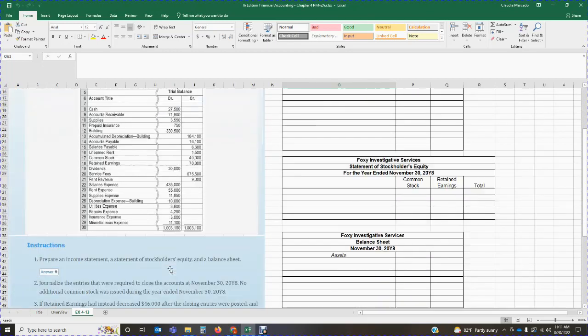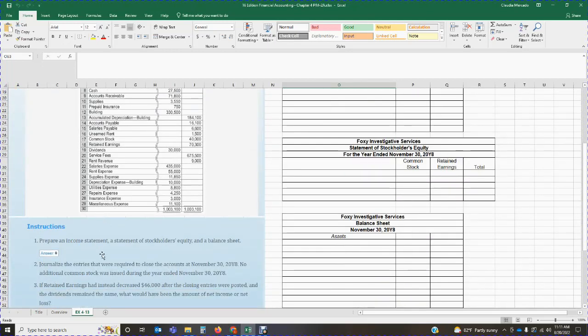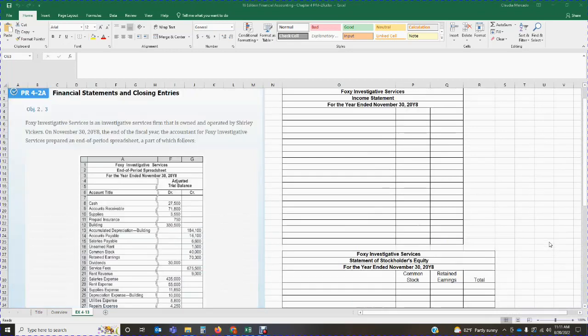Their instructions state that we have to prepare an income statement, a statement of stockholders' equity, and a balance sheet. So that is the first requirement. That is the first thing that we're going to be doing. And I'm going to go through this fairly quickly because we've already done this. So let's start off with our income statement.